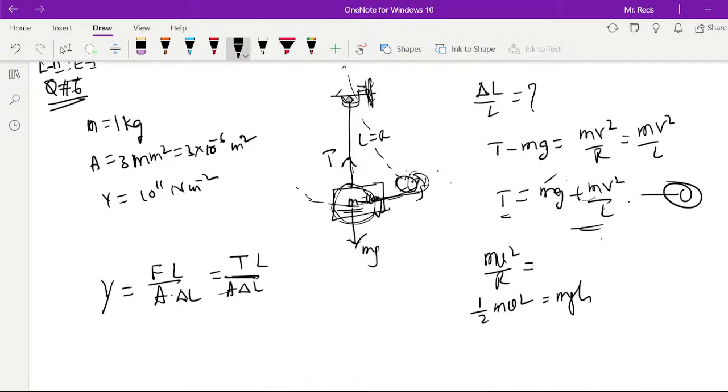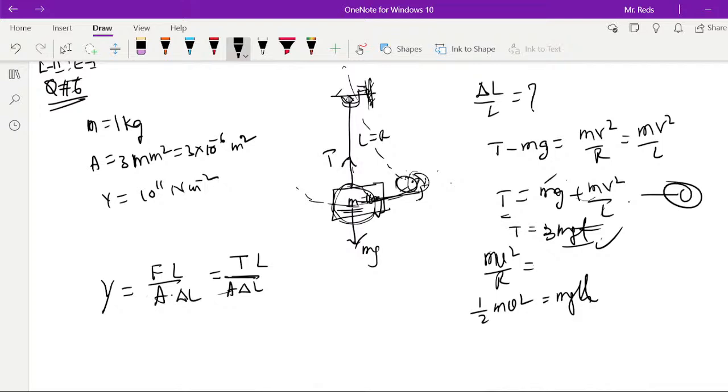For the vertical case, if you pull aside and release, if you take it as mgl, then m v square can be taken as 2 mgl. Then you will get 2 mgl by l. L gets cancelled, so 2 mgl plus mgl will become 3 mgl. So T is equal to 3 mg. If you bring this here in place of tension and substitute T, delta L by L is what you want.